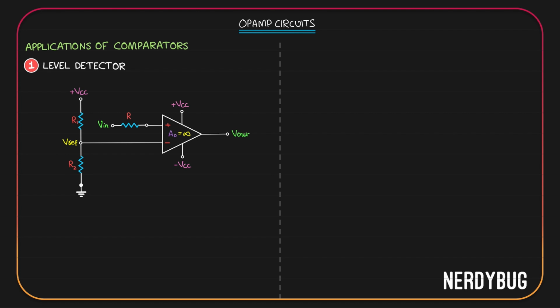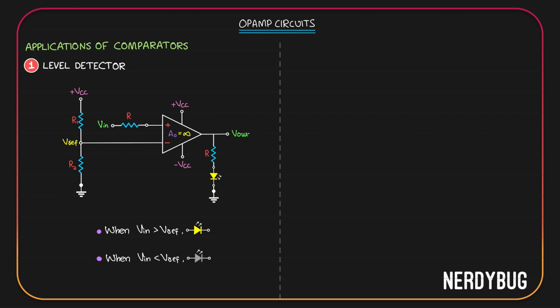All it does is give positive Vsat at the output if V input is greater than reference voltage and give negative Vsat at the output if input is less than reference voltage. All we are going to do is connect an LED at the output like this. Now, when input is greater than the reference voltage, LED will be on. And when input is less than the reference voltage, LED will be off.